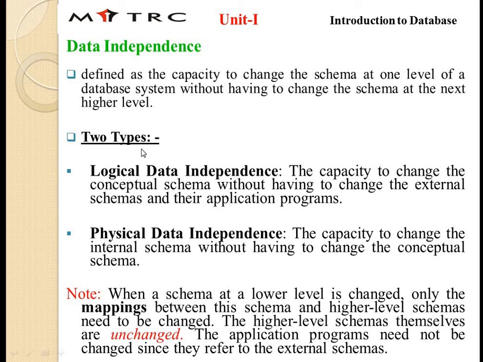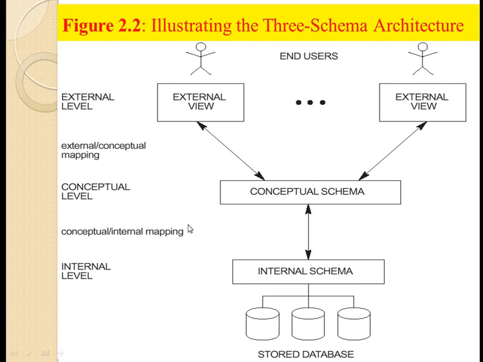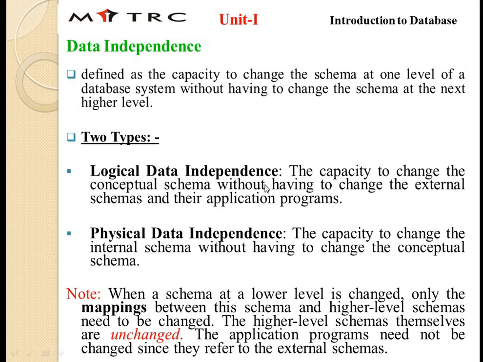We have two types of data independence: the logical data independence and the physical data independence. What does logical data independence say? Logical data independence is the capacity to change the conceptual schema without having to change the external schema and their application programs. While physical data independence is the capacity to change the internal schema without having to change the conceptual schema. So these are the two types of data independence that work in the three schema architecture.